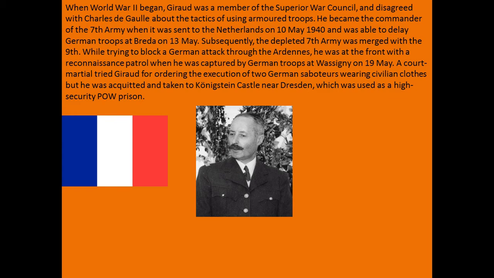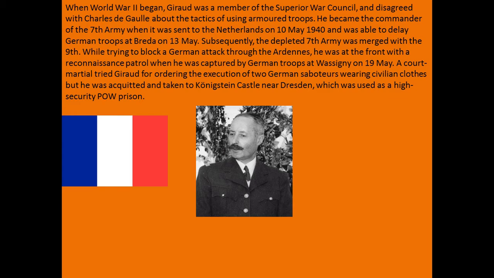So, the French commander when World War II began, Giraud, which is the commander here, General Giraud, was a member of the Supreme War Council and disagreed with Charles de Gaulle about the tactics using armored troops. He became the commander of the 7th Army when it was sent to the Netherlands on 10th of May 1940, and was able to delay German troops at Breda on the 13th of May. Subsequently, the depleted 7th Army was merged with the 9th while trying to block a German attack through the Ardennes.